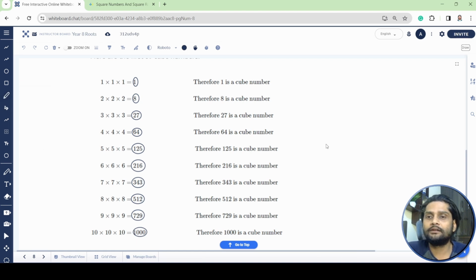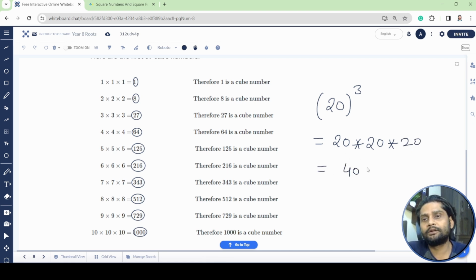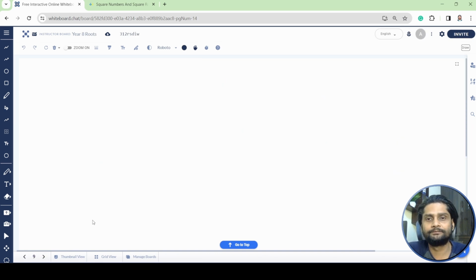So students, suppose we consider any number, say 20, and you want to get its cube. You will simply have to multiply it three times. So 20 times 20 times 20. First you multiply the two 20s, it becomes 400. You further multiply by 20, it becomes 8000. This is how we get the cube of any number.